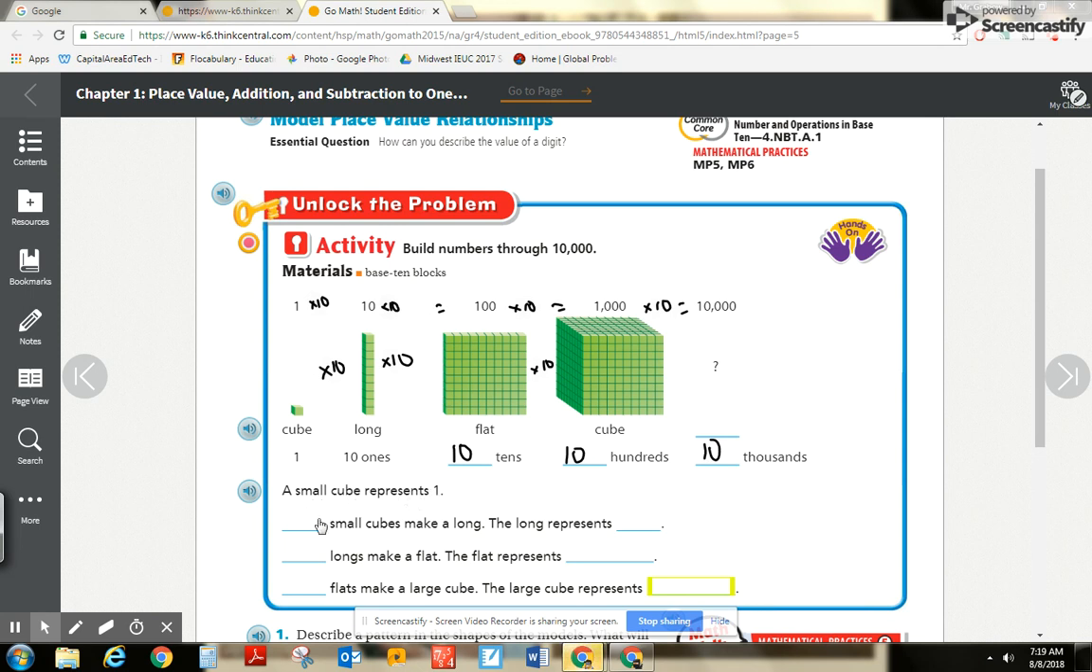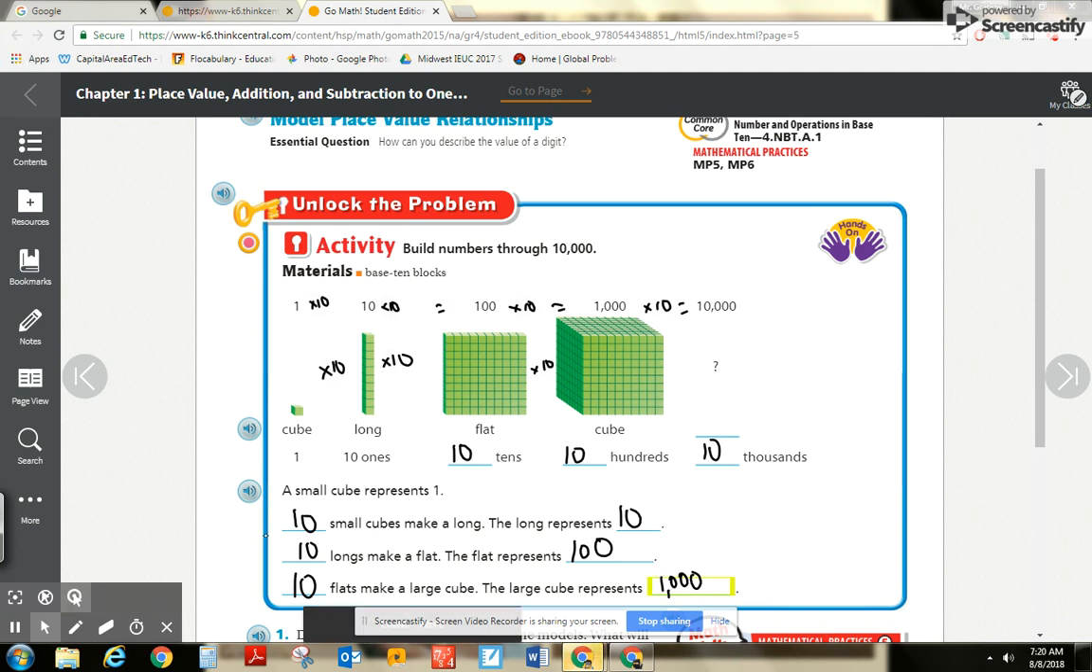So a small cube represents 1. So how many small cubes make a long? Well, 10 small cubes make a long. Long represents 10. How many longs make a flat? Well, there's 1, 2, 3, 4, 5, 6, 7, 8, 9, 10 longs make a flat. So the flat represents 100. 10 flats make a large cube. 1, 2, 3, 4, 5, 6, 7, 8, 9, 10. The large cube represents 1,000.